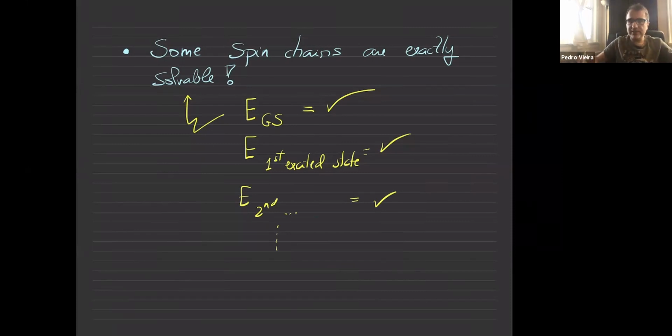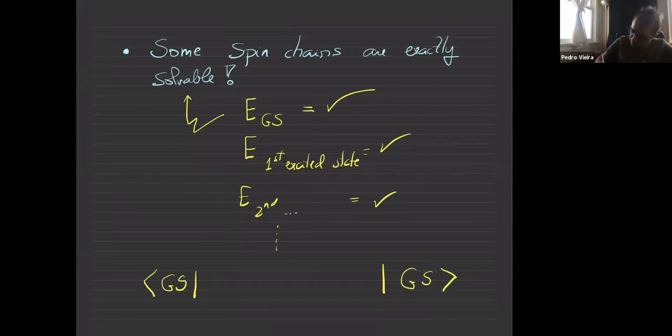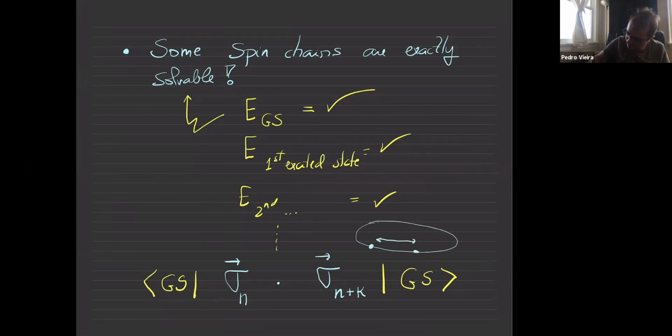Now, it becomes harder and harder, but it's not even the hardest type of question you could ask. What would be another type of question you could ask? You could say, suppose I have my ground state, and I want in my ground state to compute, for example, the expectation value, the correlation function. How does the spin at some position n interact with some spin at some position separated, n plus k? This would be in my spin chain, even if I have the vacuum, how do two spins far away interact with each other? This would be correlation functions. This is harder, but can also be done, and so on. So solvable means you can compute things.